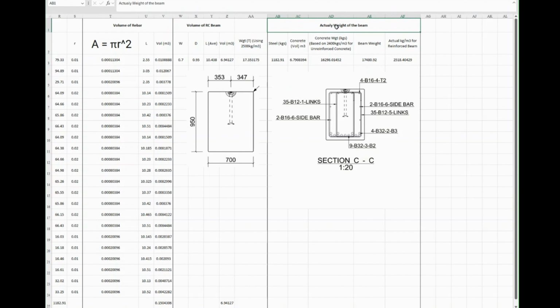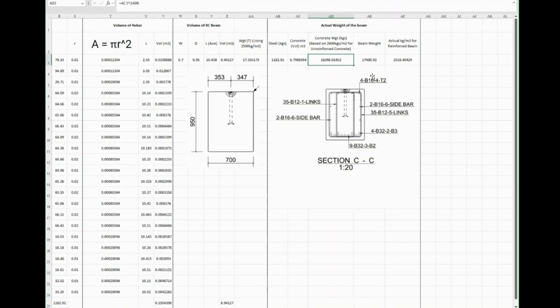Moving over to the next, the actual weight of the beam. So we know steel from the first time is 1182.91 kgs. We know that the actual volume of concrete is our 6.95 minus our 0.15. So we know that we have 6.79 cubes of concrete in that beam. We know that the unit weight of unreinforced concrete is 2,400 kgs per cubic meter.